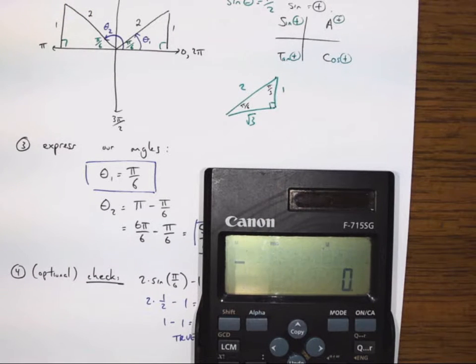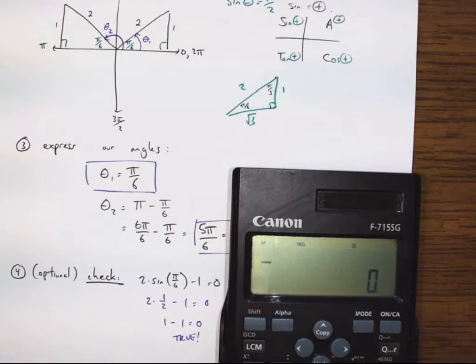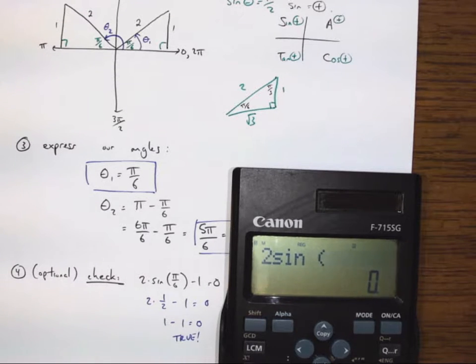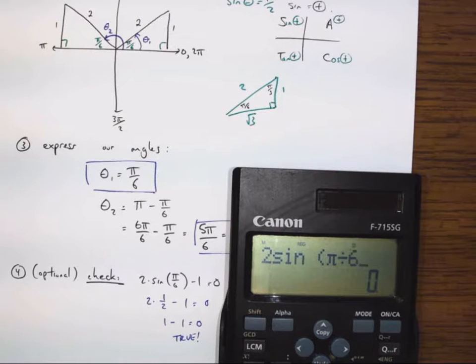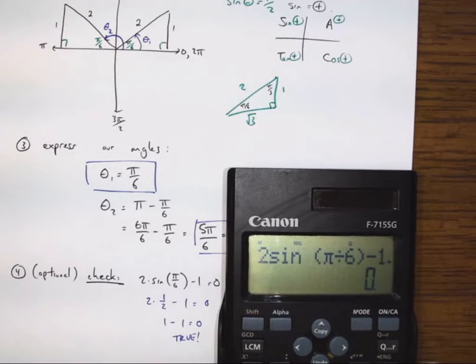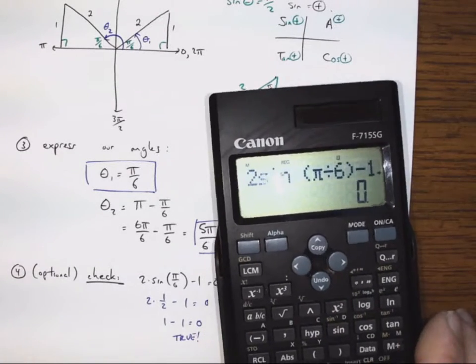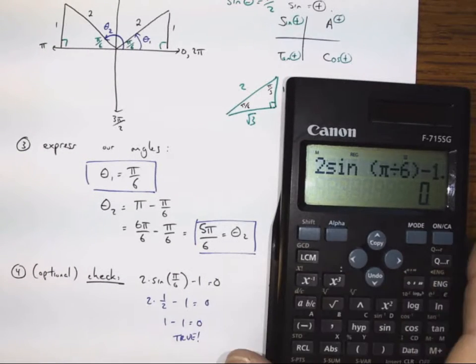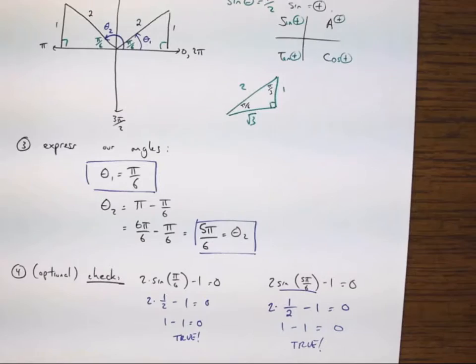So I'm just going to turn my calculator to radians, and I'm just going to type 2 sine pi over 6. Where's my pi button on this calculator? No, it's a second function of this guy. Pi divided by 6, and I'll take away 1. It gives me 0. Okay, that's what I want. That means this must be correct. And you can test the other one by yourself.